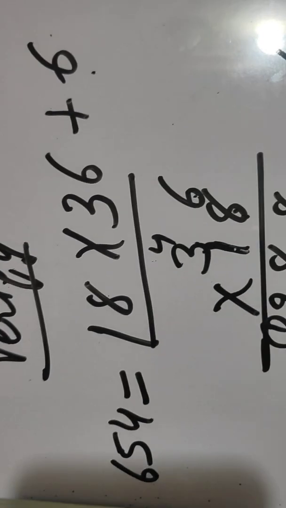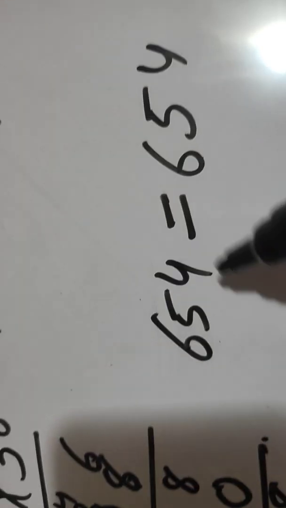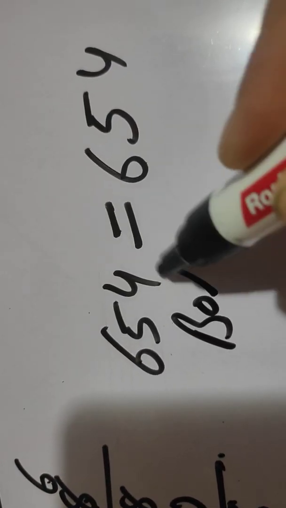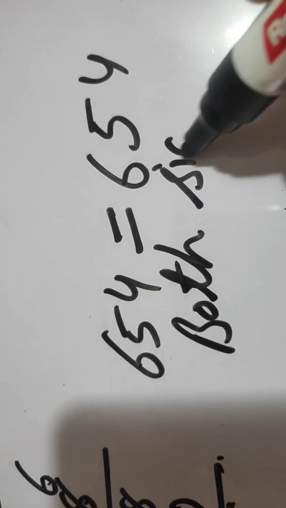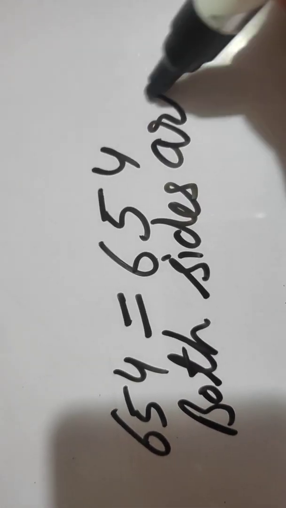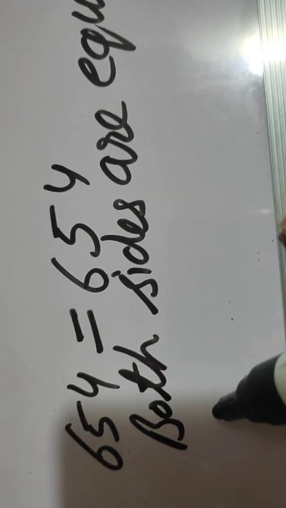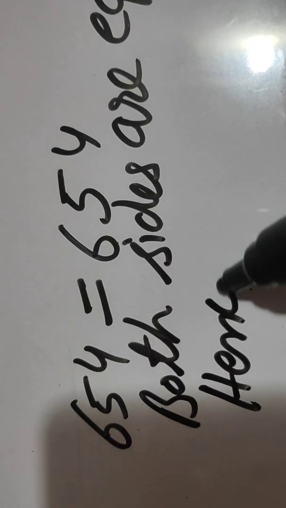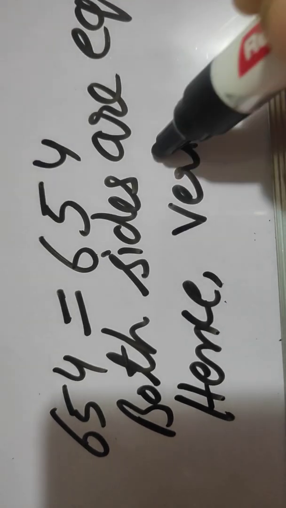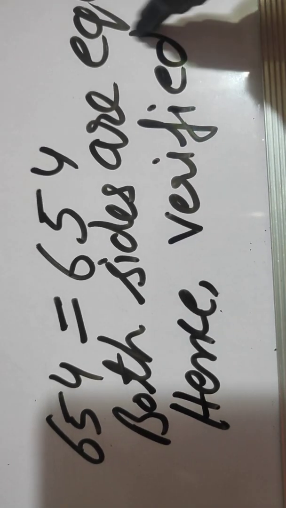Yes, left hand side was also 654. Both sides are equal. So we will write here both sides are equal. And you will write in the next line, hence verified. It means our division is right. So in this way you can do the question.